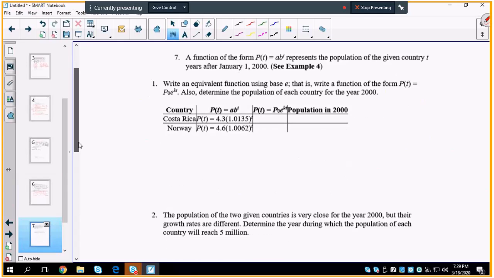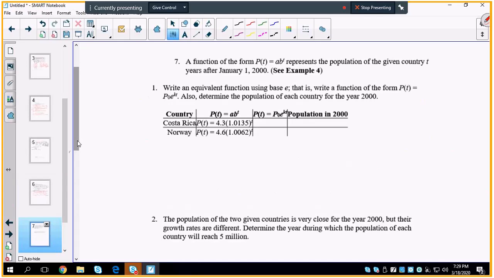Again, these are different application problems for exponential and logarithmic function, and this one is about a function of the form p of t equal to a times b to the power t, representing the population of the given country t years after January 1, 2000. Write the equivalent function using the base e, that is, write a function of the form p of t equal to p0 e to the power kt. Also, determine the population of each country for the year 2000.